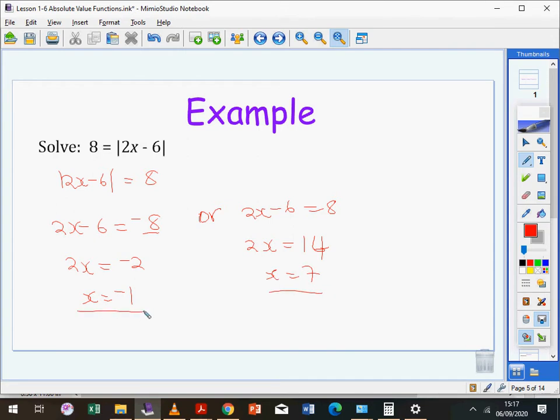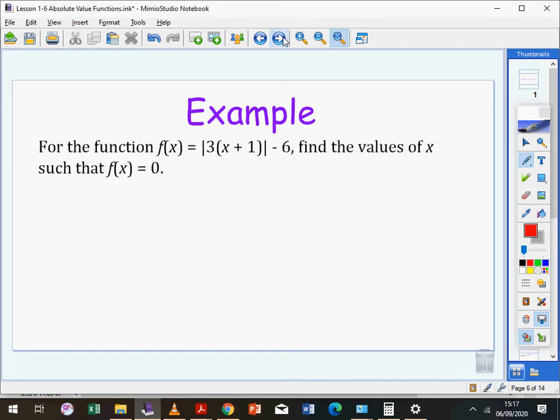I can try to test them. If I put negative 1 here, that will be negative 2 minus 6, which is negative 8. The absolute value of that is positive 8. If I put 7 in here, then I'll have 14 minus 6, which still is 8. So this one has solutions, and even when I test them, the equation is valid.